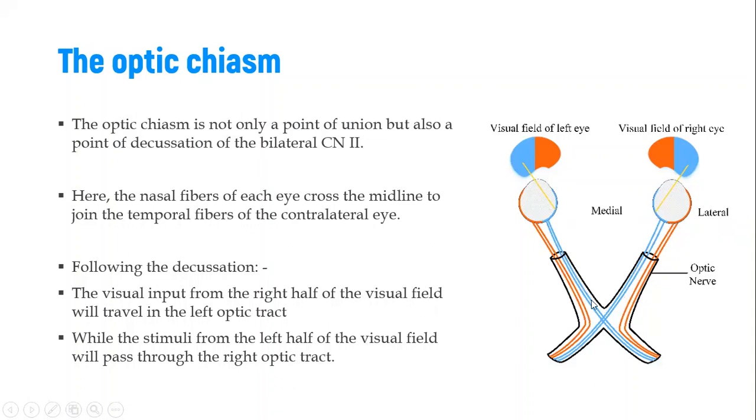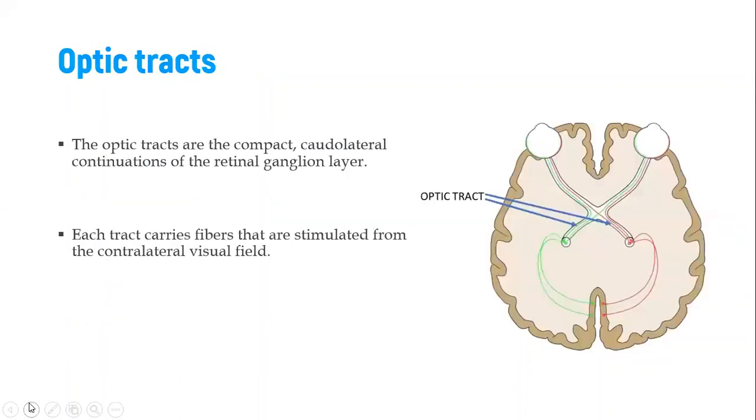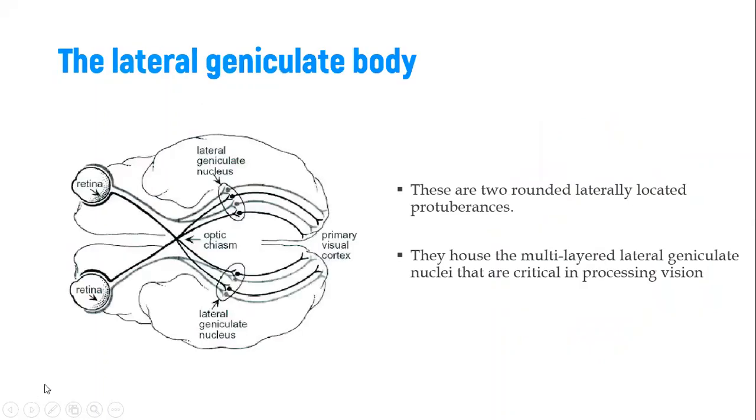Okay, so once the optic nerve passes the optic chiasm, it's no longer called the optic nerve. Now it's called optic tracts. Optic tracts are basically the compact caudolateral continuation of the retinal ganglion. Each tract carries fibers that are stimulated from the contralateral visual field. This is what carries the impulses from the chiasm up to what we call the lateral geniculate body.